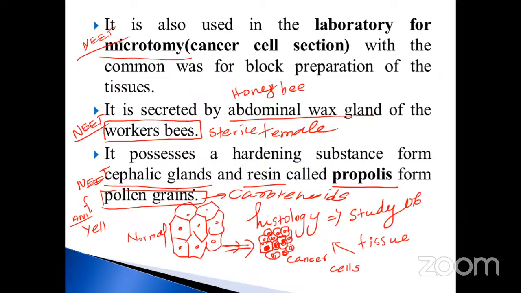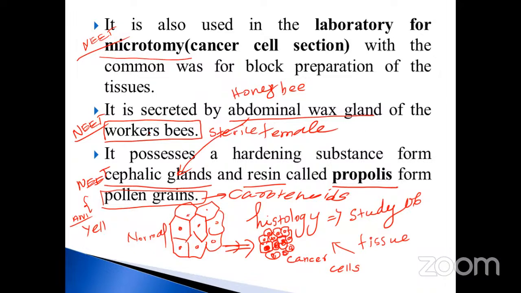That's why there is a sticky substance. Is that sticky substance also collected from the nectar gland? Here you must note 4 to 5 points. First of all, microtomy, used in the laboratory for cancer cell sections. First point. Second one is the wax gland, the abdominal wax gland. That wax gland is called what? Cephalic gland.